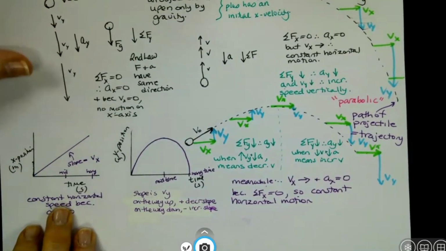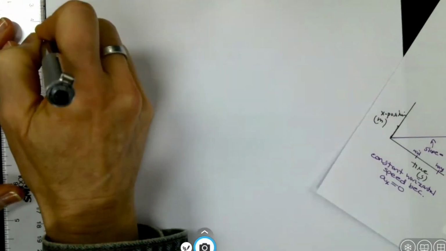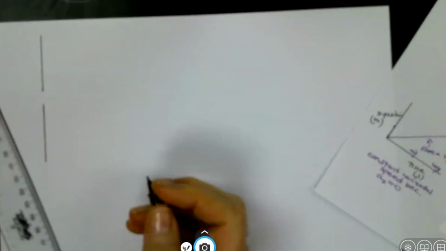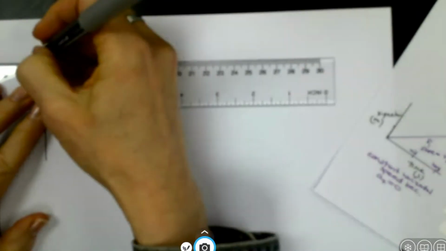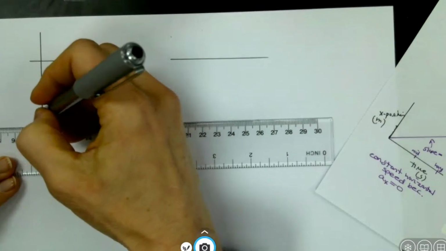Let's take a look at the other graphs we might make. What would a velocity versus time graph look like for each? And then we'll do acceleration time graphs.